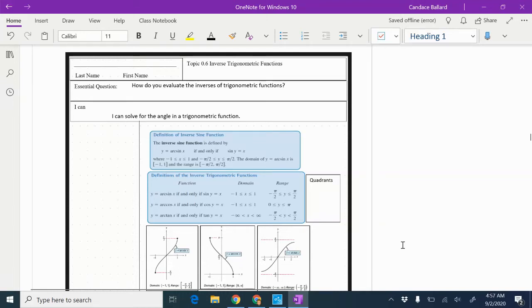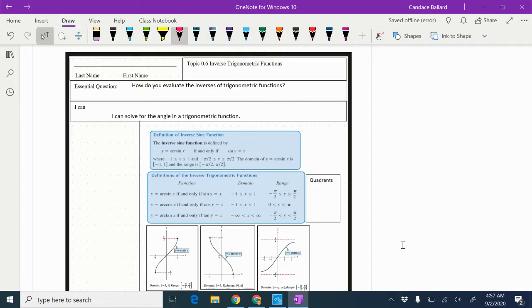So in today's lesson, we're going to be talking about topic 0.6, which is inverse trigonometric functions. As always, make sure you are writing your last name and your first name. So make sure that goes up at the top of every page. And then you need to fill in your essential question, your I can statement.